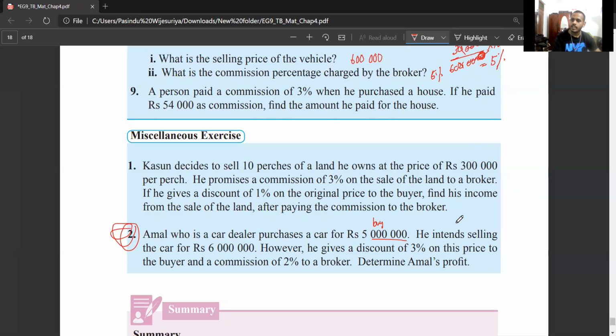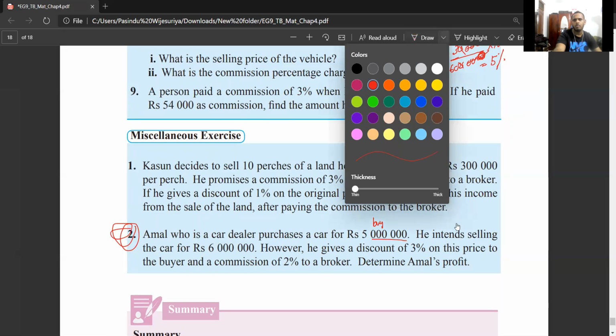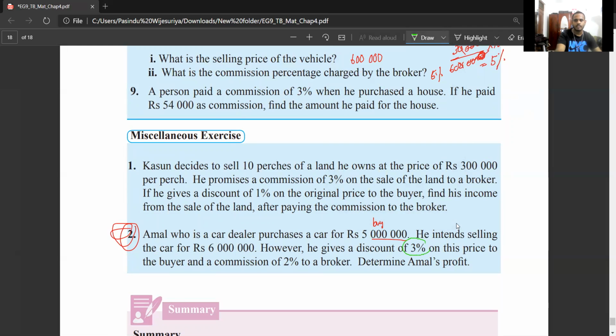So don't think that a discount is something that you get, like a reduction plus. In this case, because he's giving the discount, don't consider it a value addition to the profit he's getting, or the commission a value addition. Both of them will be deducted from his profit. So here I've changed the color. I will take green. Okay, so a discount of 3%.